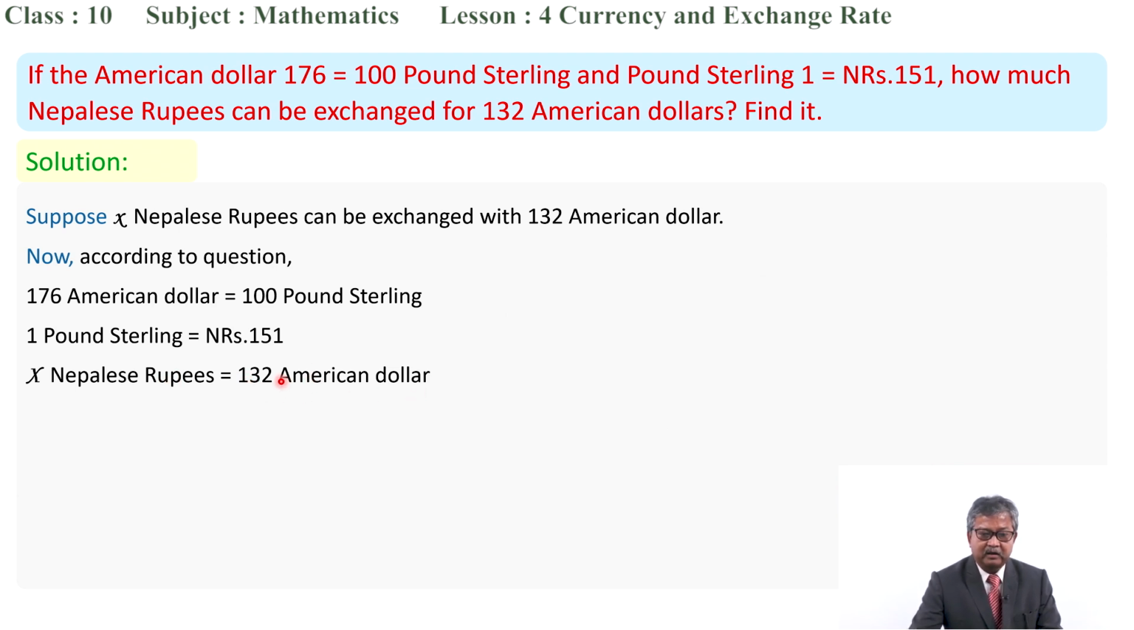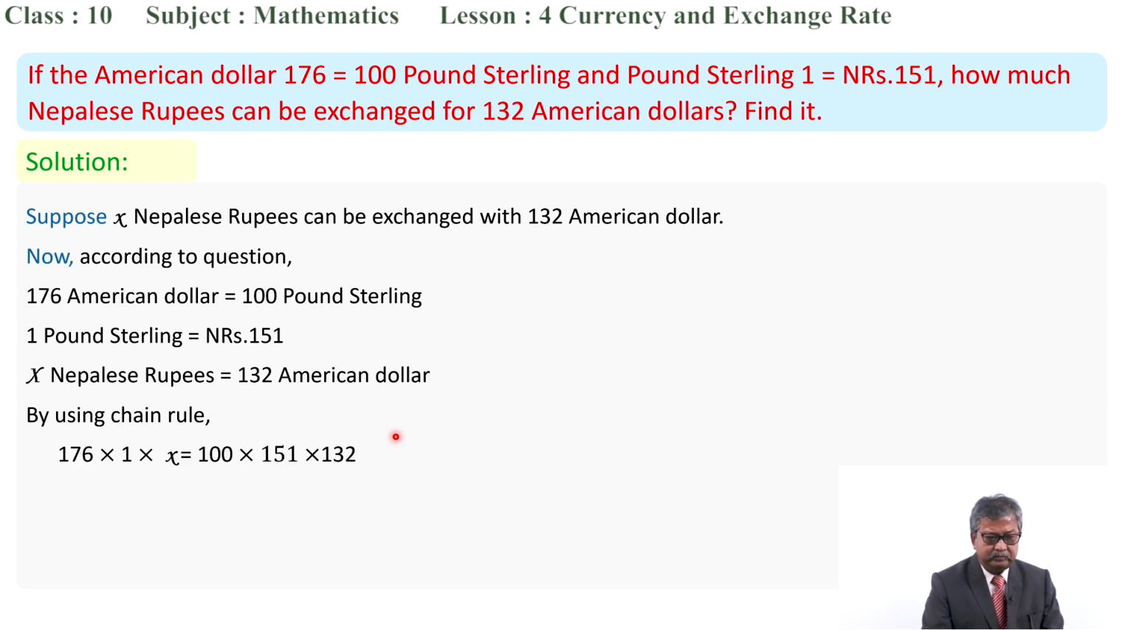Here American dollar. Then now we can start from the next, American dollar. So 176 American dollars is equal to 100 pounds. So here dollar, then here pound, here Nepalese rupees, here American dollar. So by the chain rule, multiplying the left hand side values, we get 176 into 1 into X. Multiplying the right hand side values, 100 into 151 into 132. Look at this.